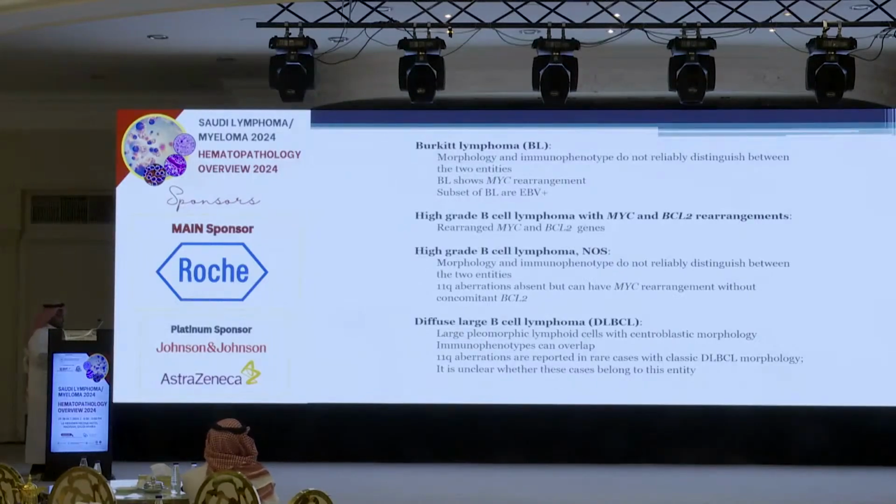These entities commonly present in older age groups. They have more polymorphism, and they have variable immunostaining. Sometimes it's difficult to differentiate them based on histological and immunophenotypic features, and you need to send them for molecular gene rearrangement. Diffuse large B-cell lymphoma by morphology has different centroblastic and polymorphic morphology. The immunophenotype sometimes can be overlapping. There are some cases of diffuse large B-cell lymphoma reported with 11q aberrations.